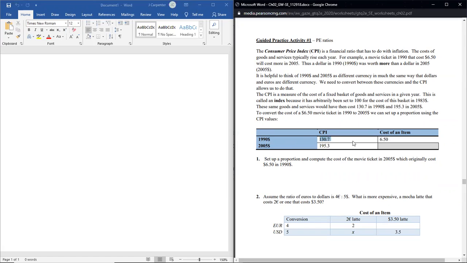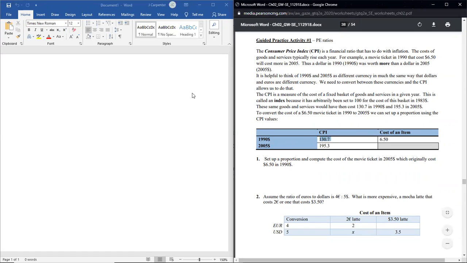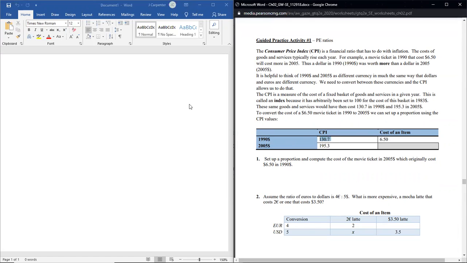This would be converting back to whatever year the CPI was 1. So $1 back in probably like 1900, because I'm looking at that year, would be $130.7 in 1990, and that's if the CPI of 1900 was 1.